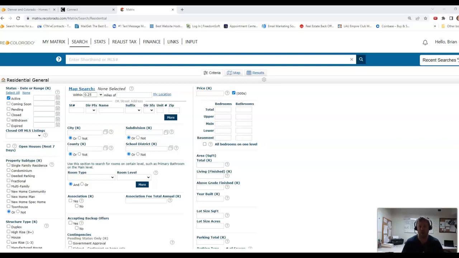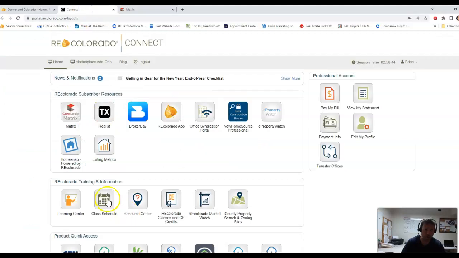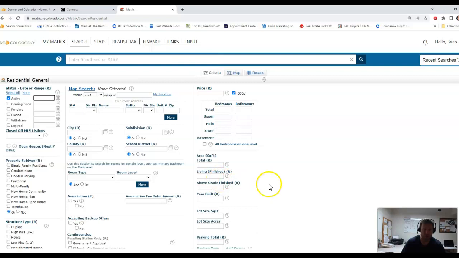In this training, I want to go over just a high level look at the MLS. When you log into the MLS, you're going to come to here, and then obviously you're going to click the matrix, and it'll bring you to our search page. The first thing I want to go over is the criteria page and then the mapping page. So we've got these two tabs here and then our results.